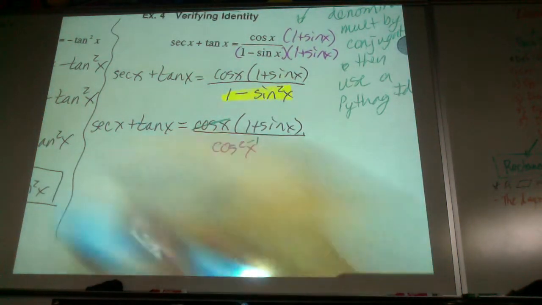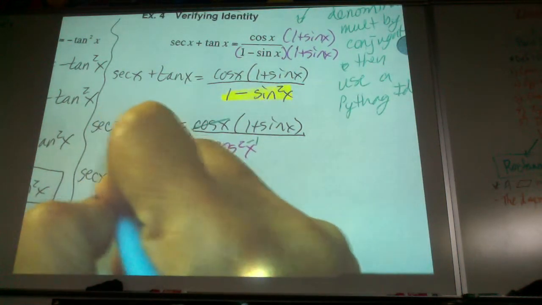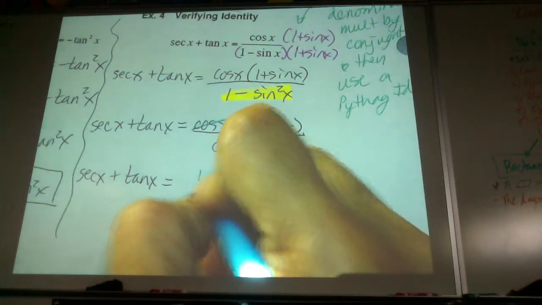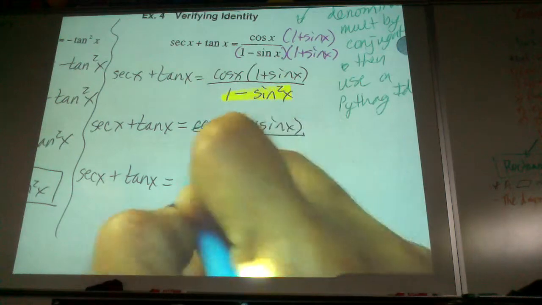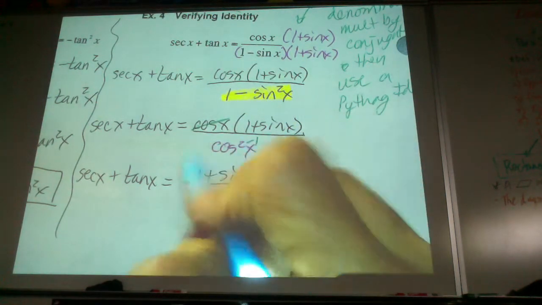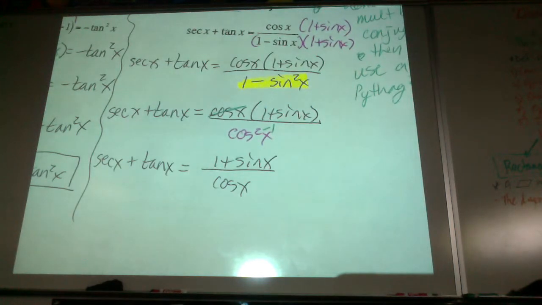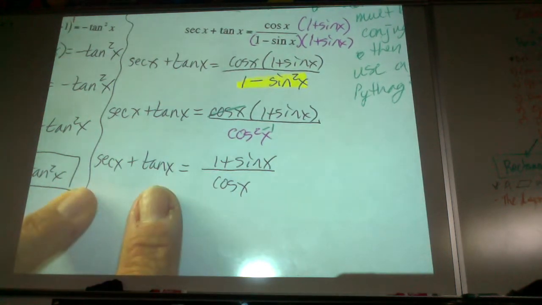So I'm left with secant of x plus tan of x equals that whole numerator, 1 plus sine of x, over just 1 cosine of x. You're thinking, well, how does that help me? Well, I now have a denominator that is a monomial. That I can split up into 2 different fractions because I've got 2 different terms there.